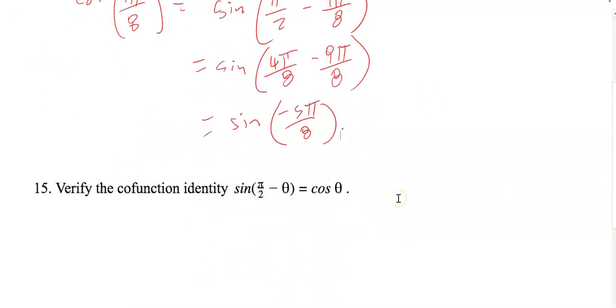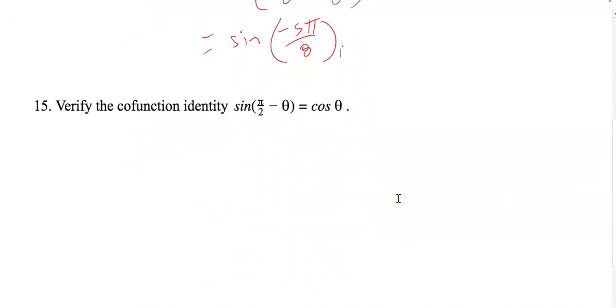Okay, let's look at another example. Verify the cofunction identity: sine of pi over 2 minus theta is equal to cosine theta. So what do we want to do? Remember sine subtraction: sine of u minus v was equal to sine u cos v minus cos u sine v.